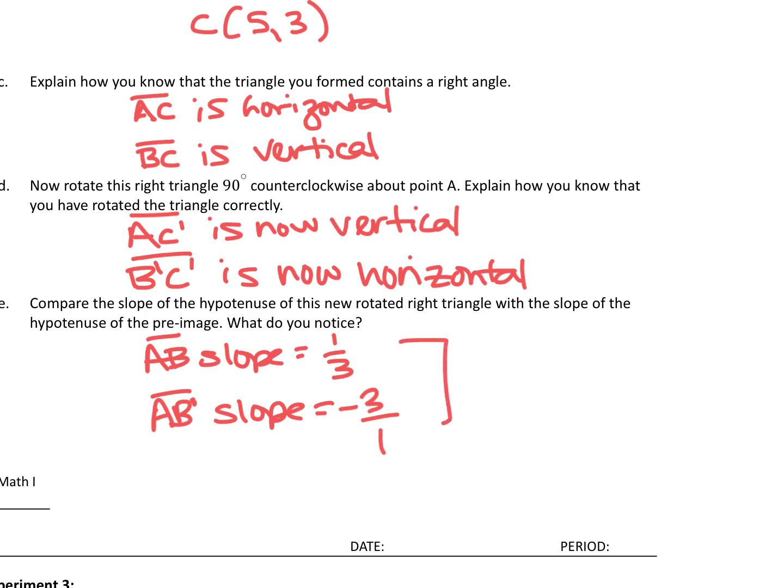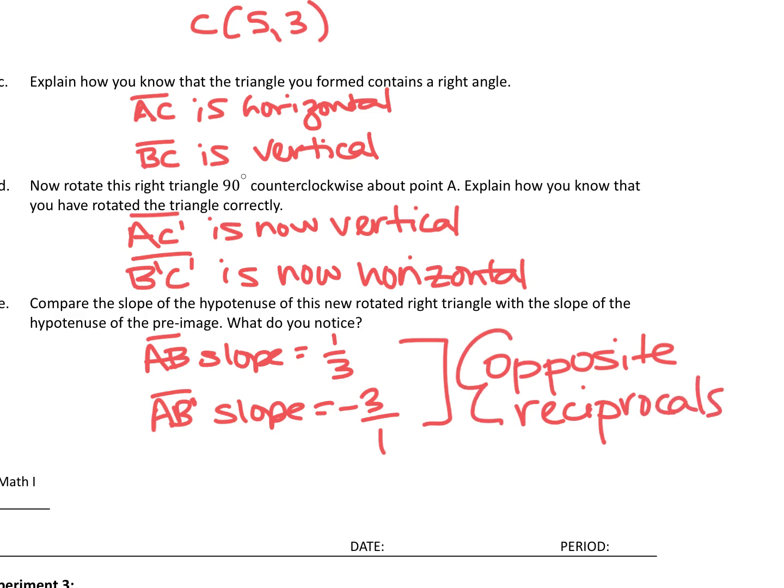So I'm going to teach you a vocab term right now. So when you see this happening, when slopes have the fraction flipped and have opposite signs, they're called opposite reciprocals. So write that vocab term in your notes, please. Opposite reciprocals. Okay, so that is the idea of flipped slopes, and one is positive, one is negative.